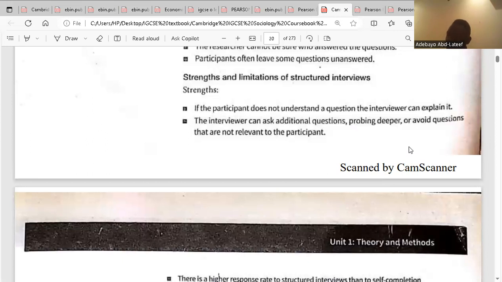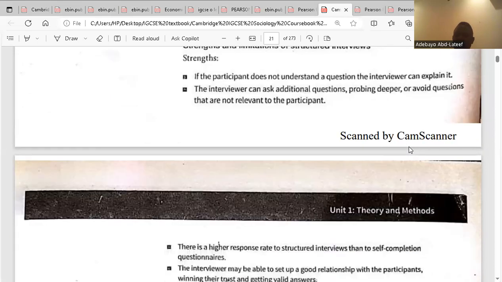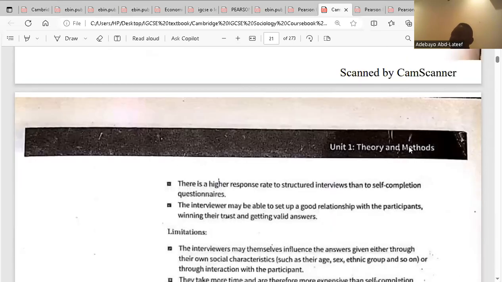Then what are the problems about structured interview? One, interviewers may influence the answers given by participants, making the survey invalid. Influence. Do you understand? Two, they are expensive as they take time. Interviews take time. Yes or no? The third one, participants might give socially desirable answers. What we're talking about here is that participants might just give you an answer that everybody thinks is the right answer, which might be wrong. Do you understand?